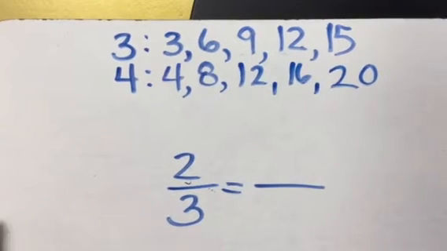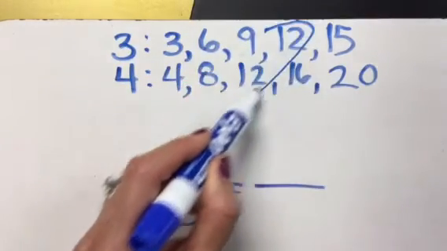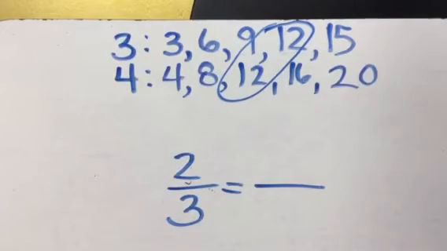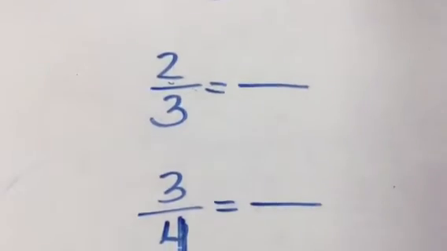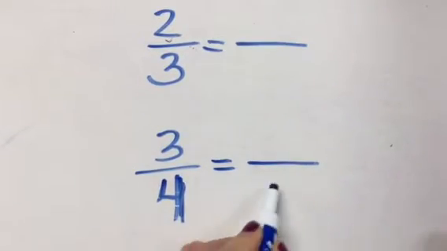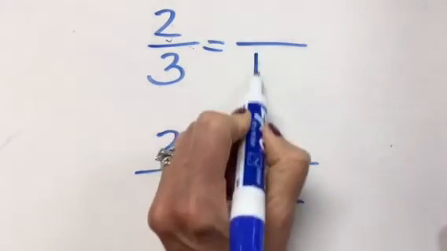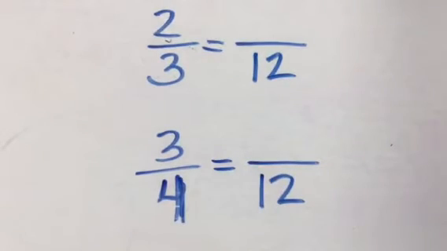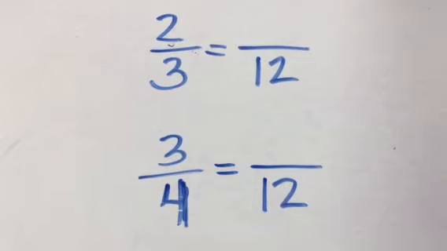Do you see a common number in both sets of multiples? If you said 12, my friends, you are correct. 12 is your lowest common denominator. So now we're going to go down here and convert both of these fractions to equivalent fractions that have the denominator of 12. All right, who remembers how to do this?